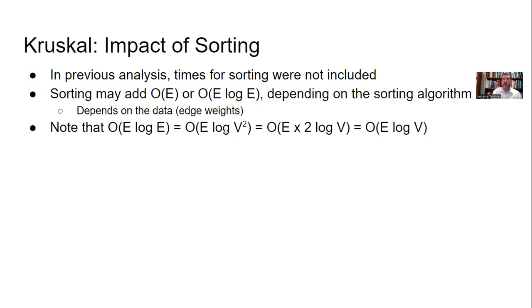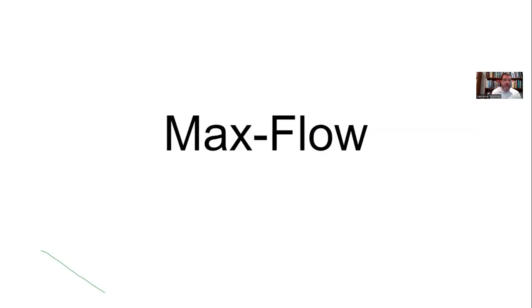Now we have a rule. The log of the power of something is the same as the power of something times the log. So the 2 comes down over here. And so E times O of E log V squared is the same as E log V. Okay, that may not have been obvious. It's not obvious, but it's true.